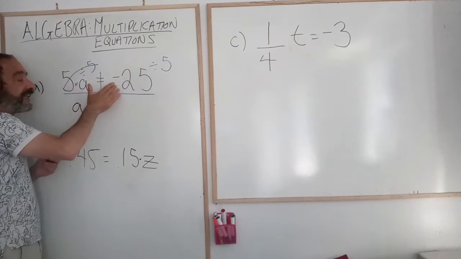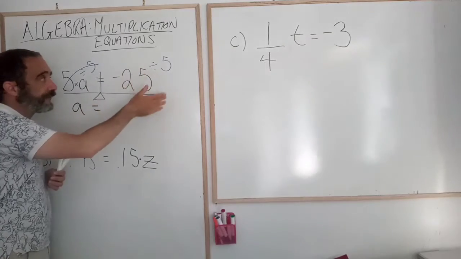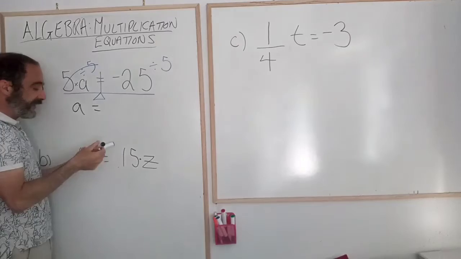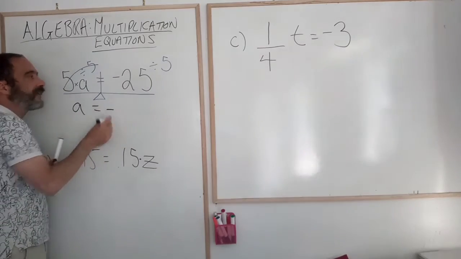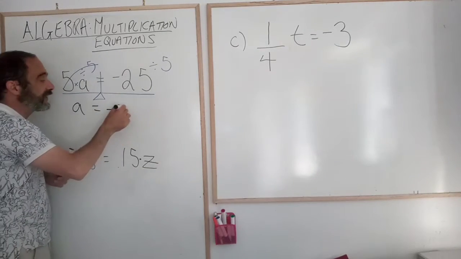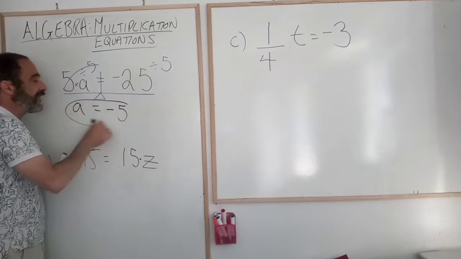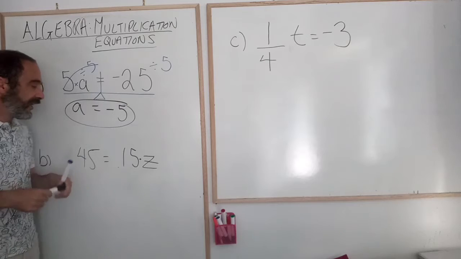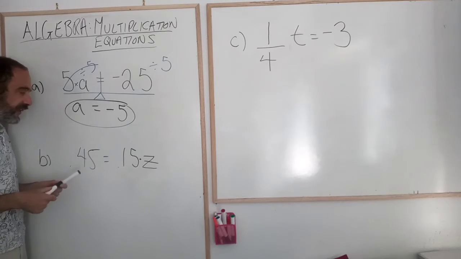And then negative 25 divided by a positive 5. A negative divided by a positive, we remember, is a negative, and 25 divided by 5 is 5. So I've got a equals negative 5. Okay, there you go. We'll do another example over here.